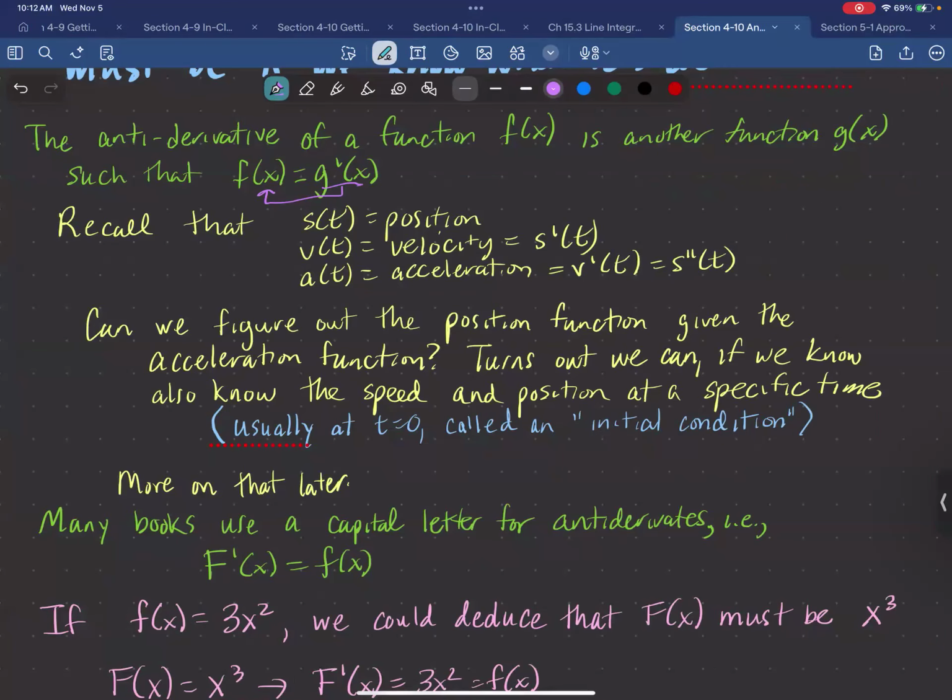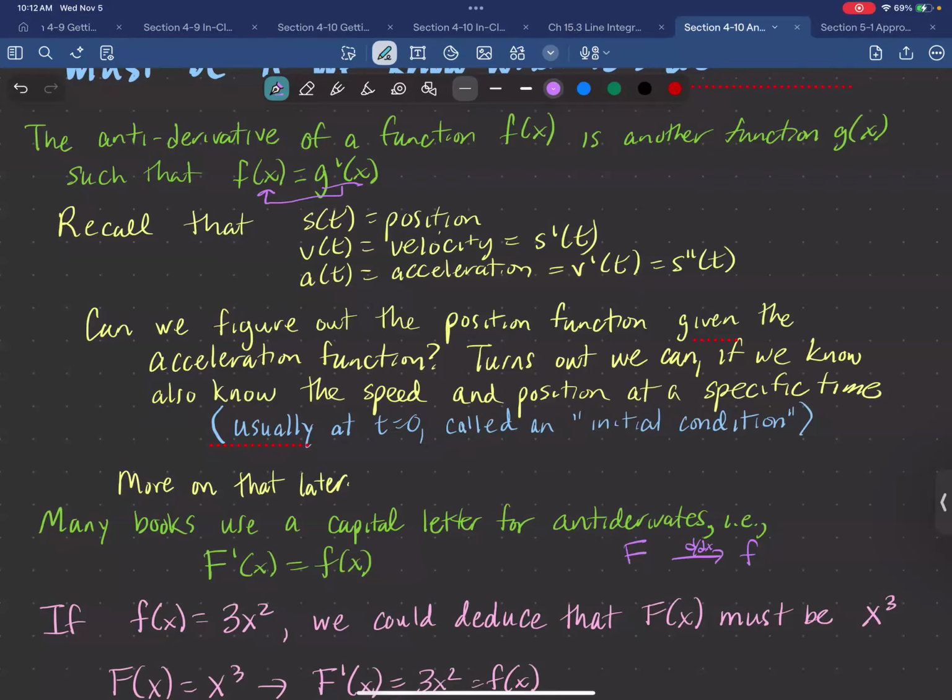So some books like to use capital F of x to show the original function. So rather than saying g prime of x, they use F prime of x. And that's a big F. So you have your big F function and you take the derivative and you get the little f. That's a common notation in a lot of books.